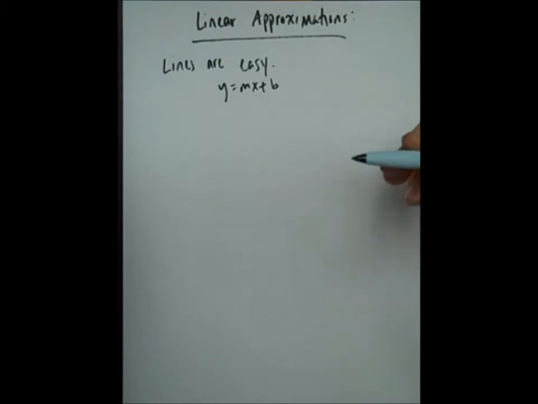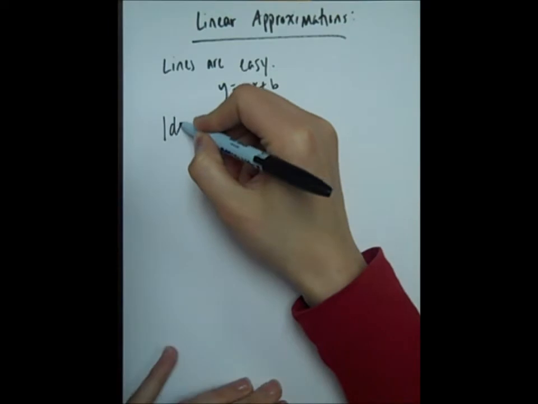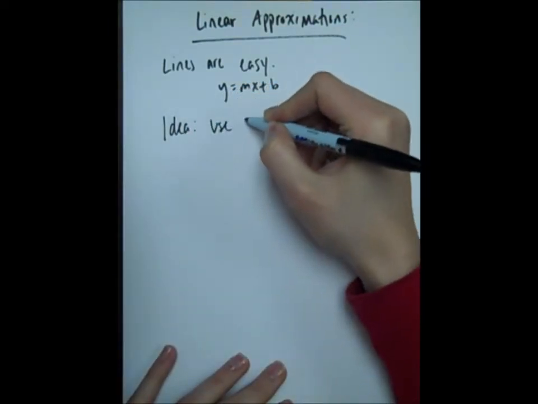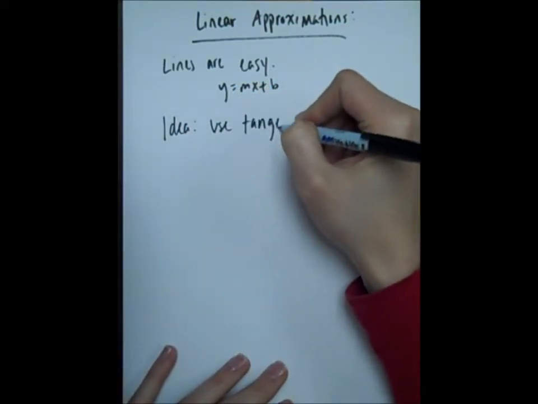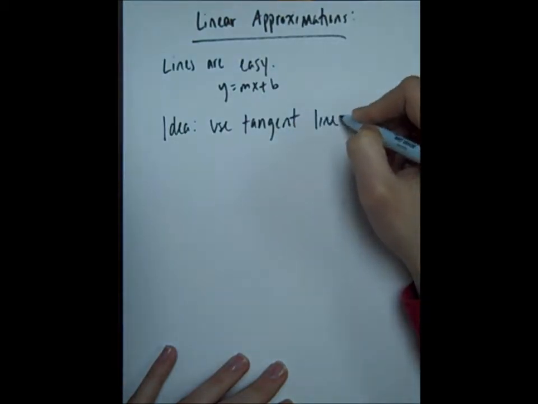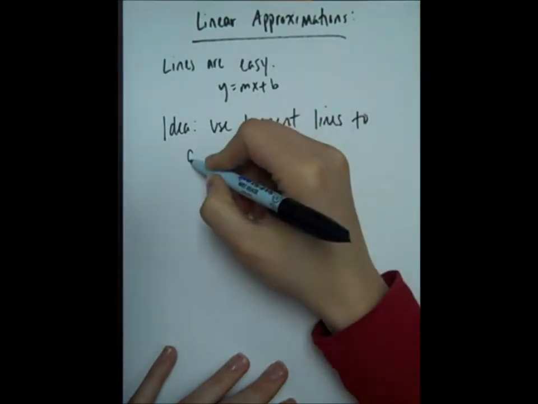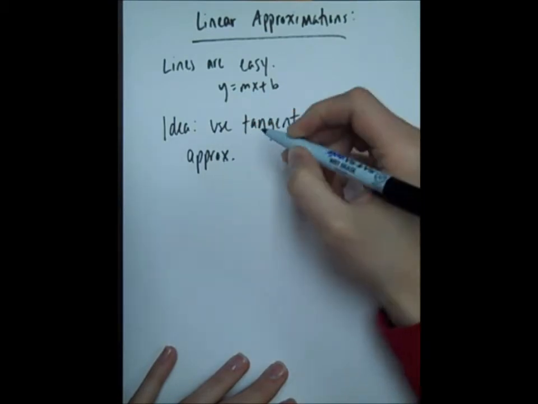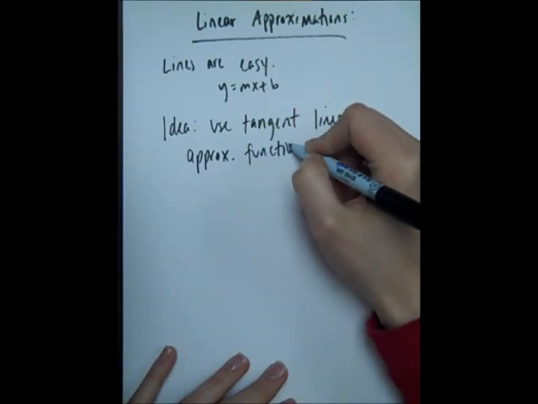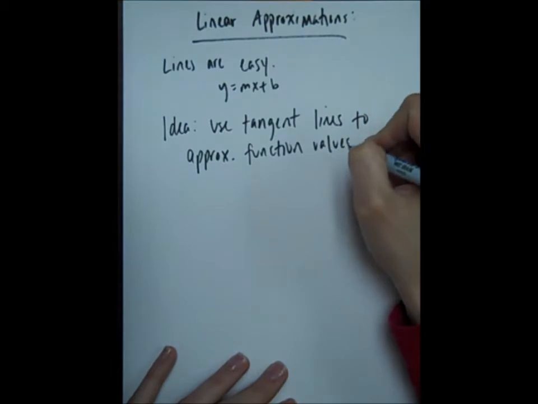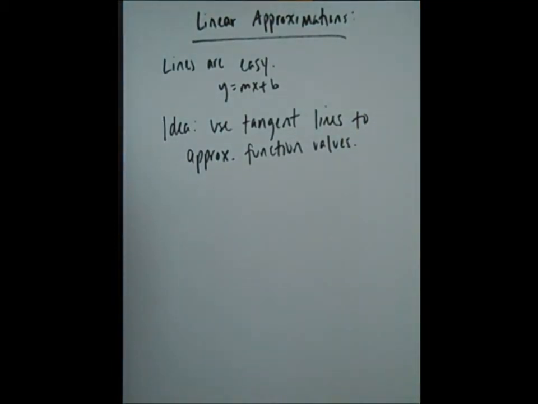So we're going to use the idea of tangent lines to approximate function values. Again, the idea here is we're going to use lines, more specifically tangent lines, to approximate function values. So that's what we're going to do. Now there are mostly two types of problems in this section.